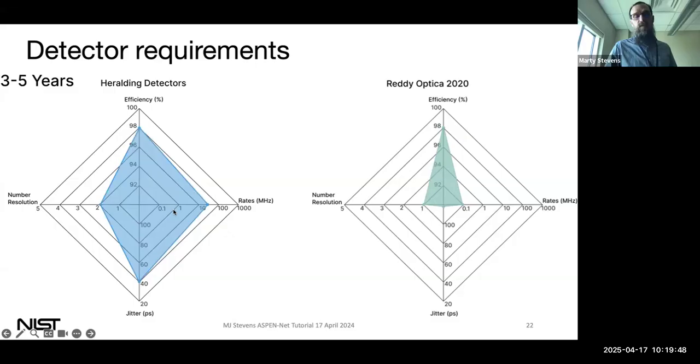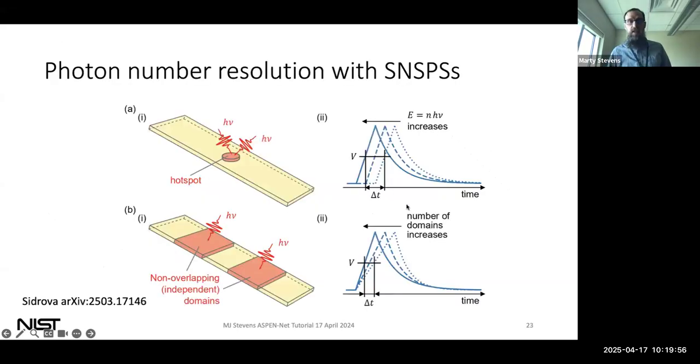Well, I guess I can say for the heralding detectors, you can see, well, maybe you can see that efficiency, we're there, but number resolution on these particular detectors is not likely to be there. So let me talk a bit about number resolution with nanowire detectors, because this is an area that has really taken off a lot in the last 5 years or so. There's not really an intrinsic capability. Early on when they were used, they were just seen as a click detector. Either you have 0 photons recorded or 1 photon recorded. But here's a figure from a recent paper just showing the principle of operation.